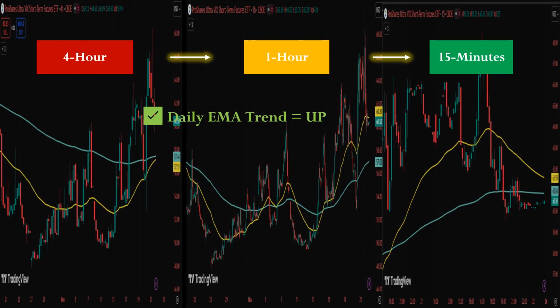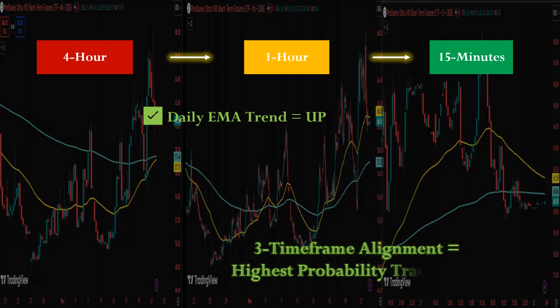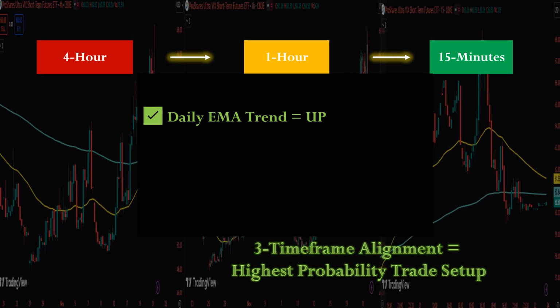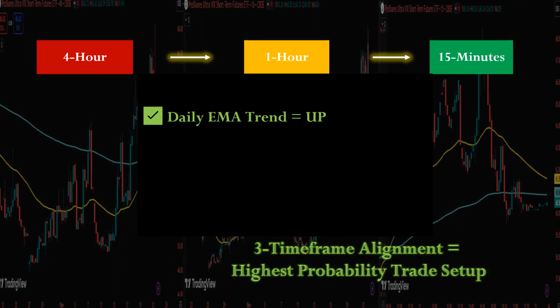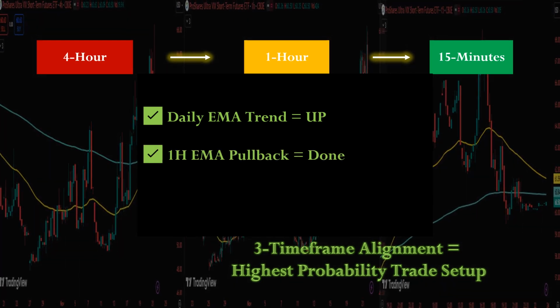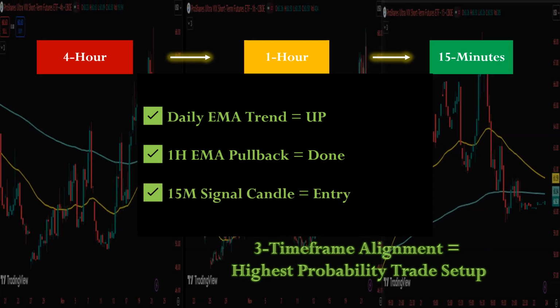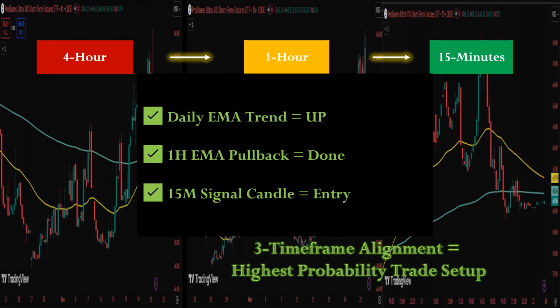And the great thing about this multi-time frame analysis is that it prevents false breakouts. So now you have confirmation of the trend on the higher time frame, the pullback on the medium time frame, and the sniper entry on the lower time frame. This setup filters noise and avoids fake signals.